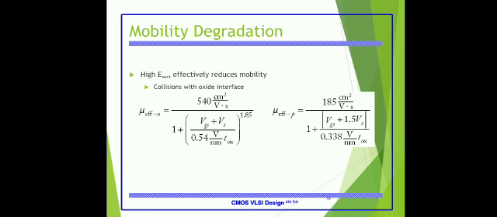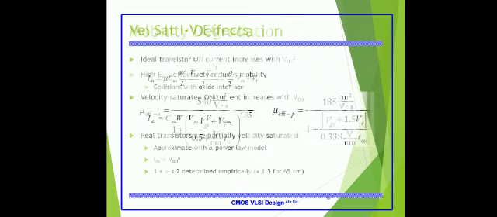traveling along the inversion layer, and it can cause them to collide with the oxide interface. So this kind of effect causes mobility degradation, where the effective mobility decreases with respect to the gate source voltage. So that equation is given here.